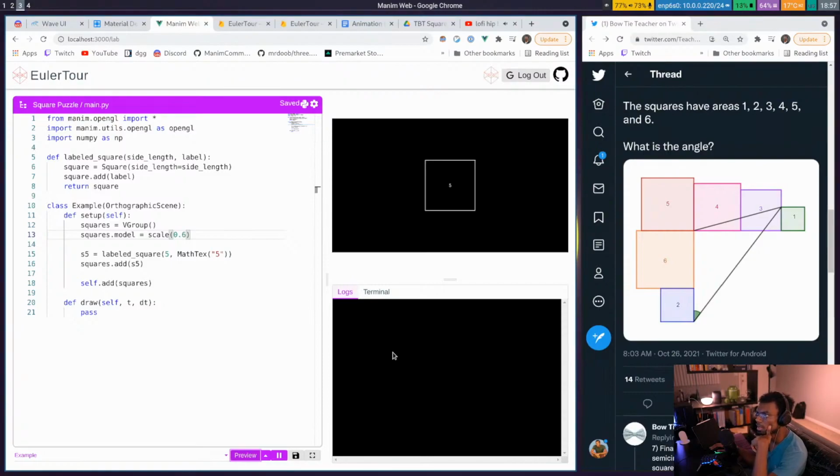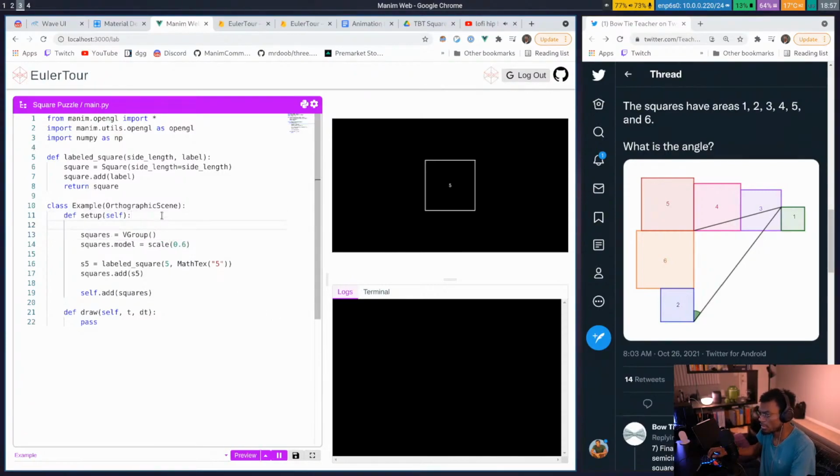Can I do this without updating the number? I guess it's... No, I actually don't think I can. That's unfortunate. I have to do something like self.distance_scale_factor. That's 0.6.